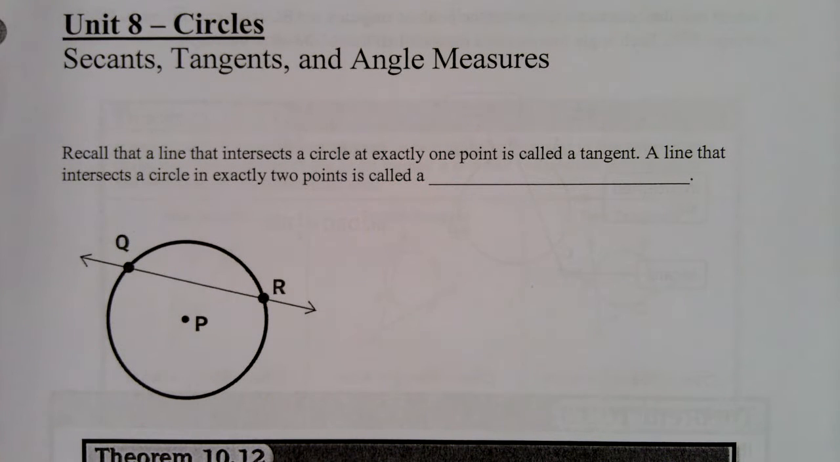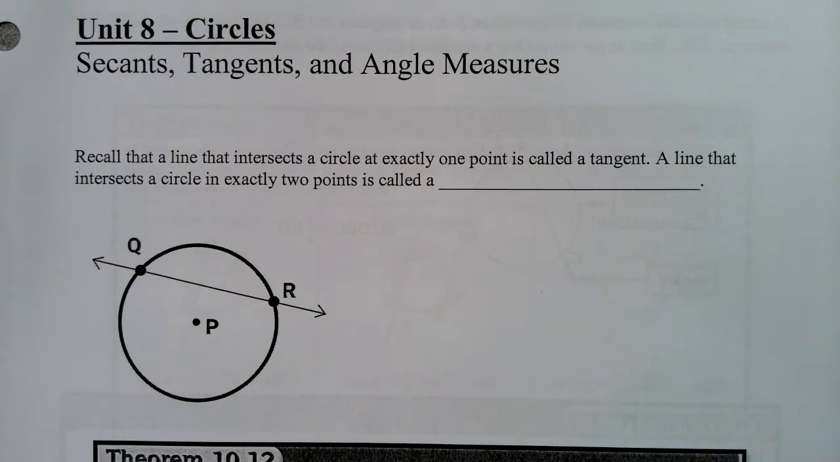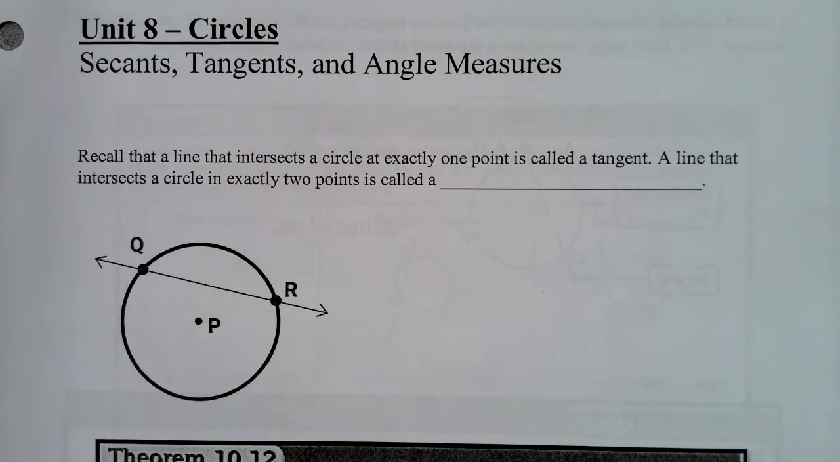All right, the next lesson in geometry is called secants, tangents, and angle measures. Now we did tangents yesterday, so we call that a line that intersects a circle at exactly one point is called a tangent. A tangent line. And this is new. A line that intersects a circle in exactly 2 points is called a secant. Secant.